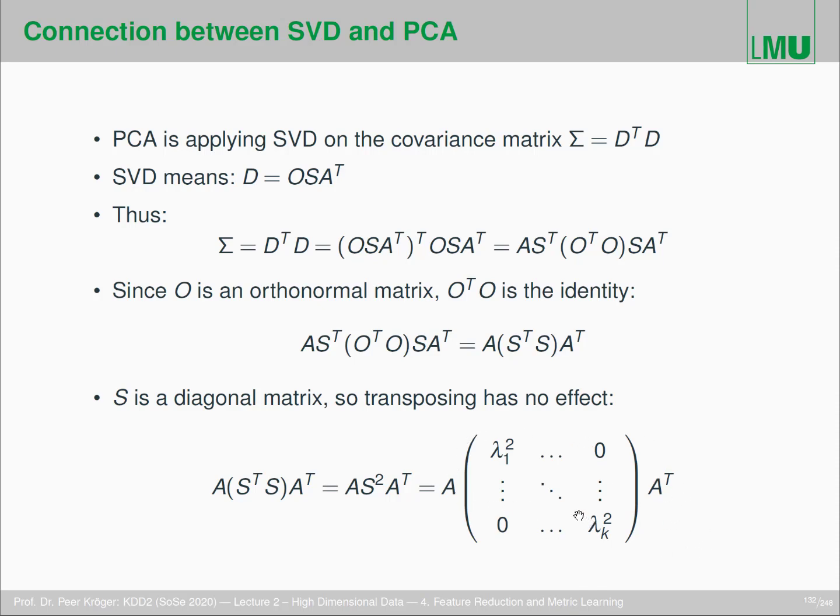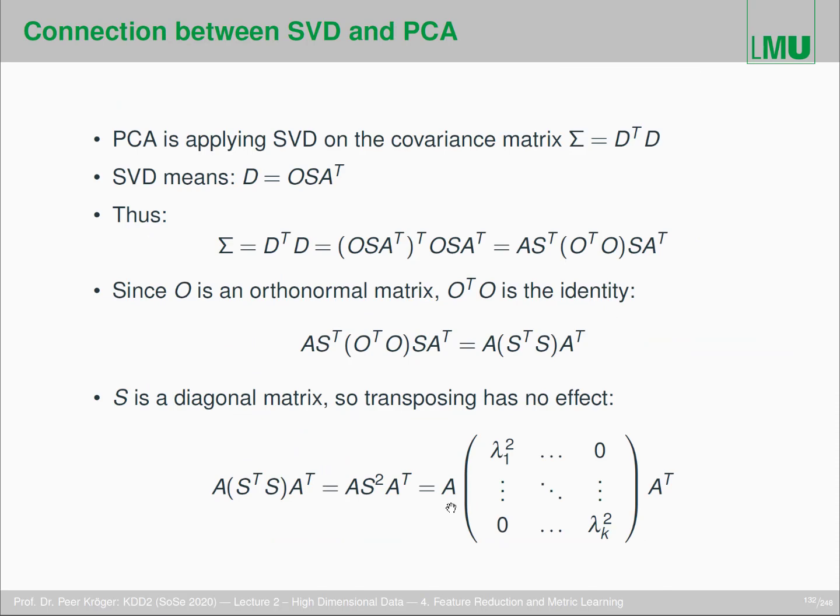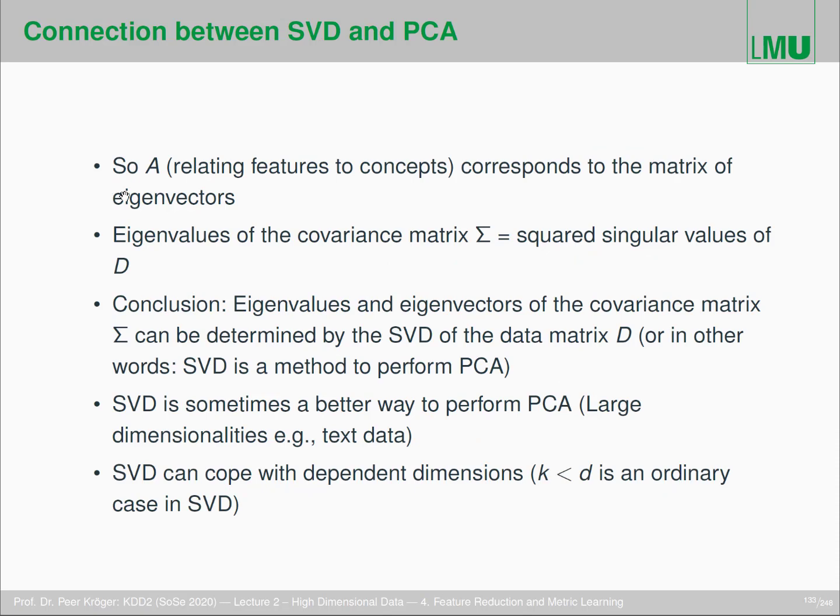PCA gives you the eigenvalue matrix here in the middle, and A, which we termed V, is the eigenvector matrix. That's exactly what happens. And A, as you remember, relates the concepts to features. So this is the new basis, the new unit vectors that form the basis. And that's exactly what the eigenvectors V also do. So A, relating the features to concepts, corresponds to the matrix of eigenvectors, obviously.